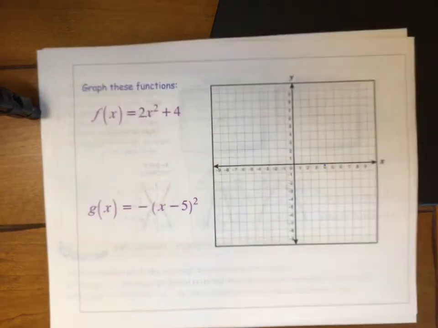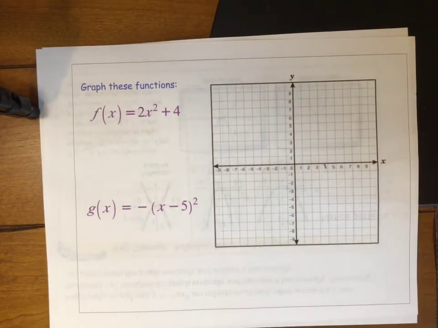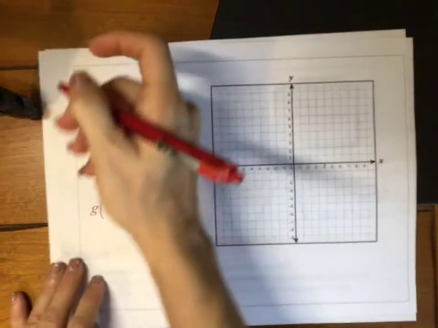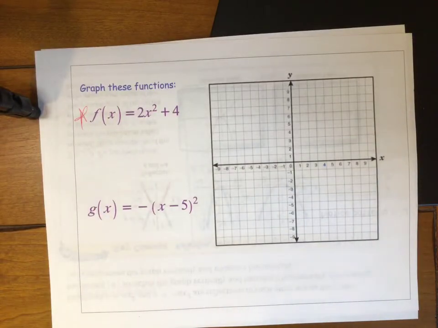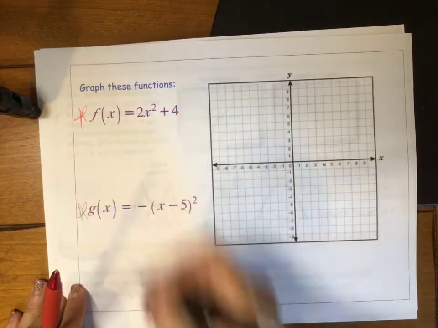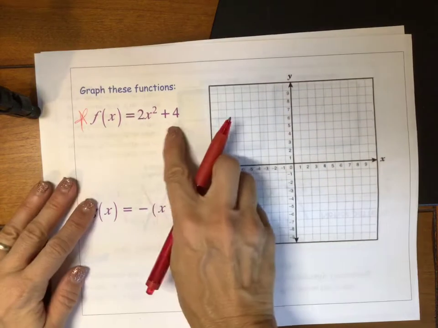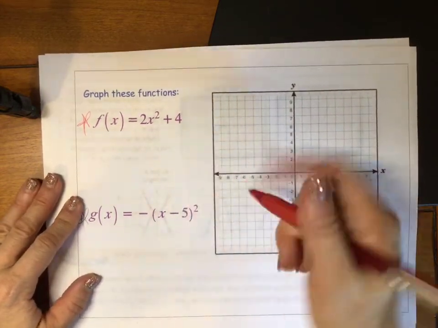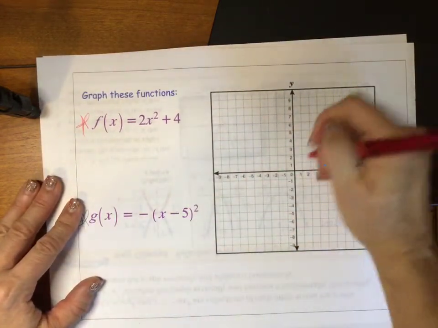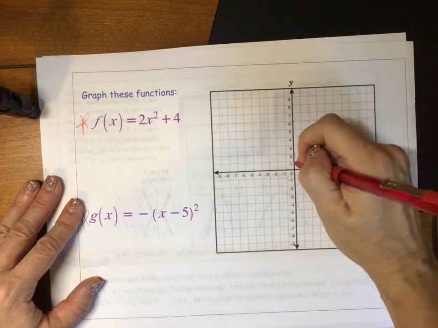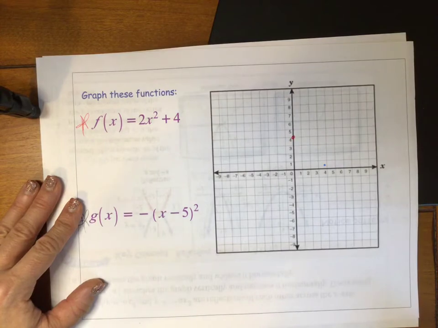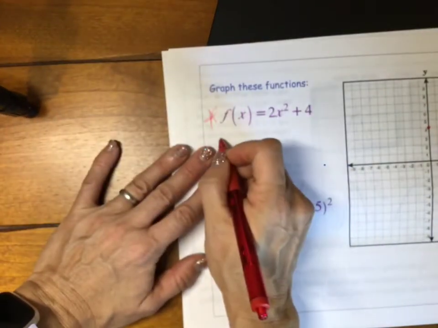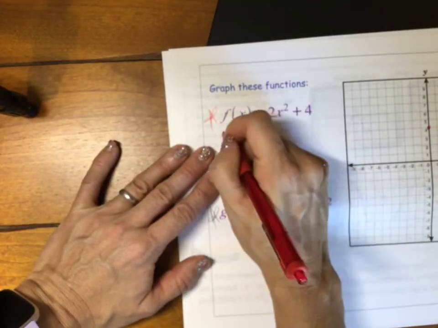So, get a different color. I'm going to graph my first one in red and my second one just in pencil. So this up 4 still says I move my vertex up 4. So I'm going to go up 1, 2, 3, 4. Here's my new vertex. And now I want to look at my over-up pattern.